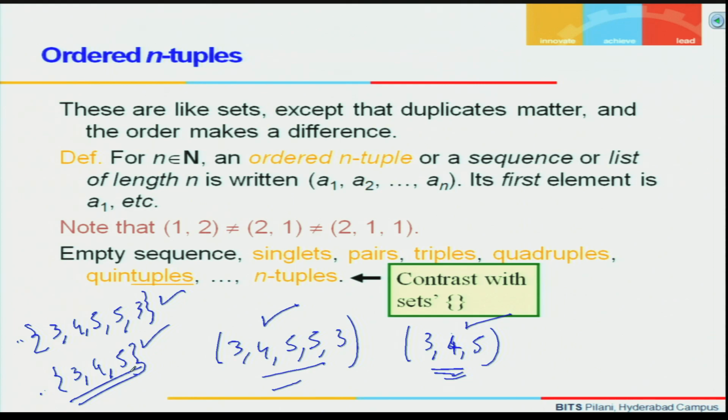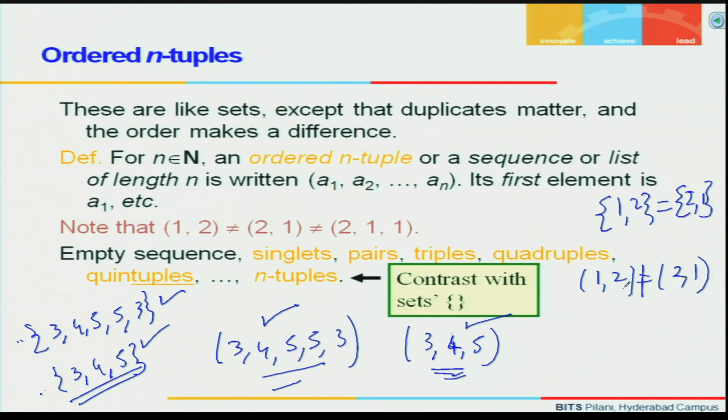But in an ordered tuple, it is not the case. When you have an ordered tuple like 3, 4, 5, 5, 3, it is not going to be the same as 3, 4, 5. Duplicates do matter over here. And in set theory, you have this luxury: you can write 1, 2 and you can write 2, 1. Both sets are going to be equal, isn't it? In sets this is going to be true. These two sets are one and the same. But in an ordered tuple, if you write 1, 2 and you write 2, 1, they are not going to be the same. They are two different ordered tuples.